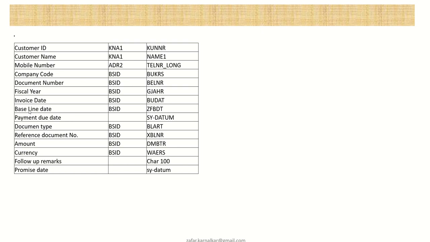In a finance document, for every invoice, there is one concept of baseline date, and there is a payment term. Suppose today we created a GR on the 13th of June, and the payment term is 15 days. The customer should pay the payment by the 28th. So based on the payment term, the number of days will get added to the baseline date, and the payment due date will get calculated. Then there is the document type, reference document number, amount, and currency.